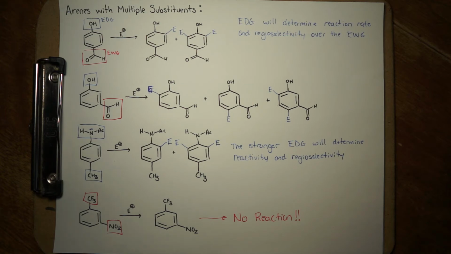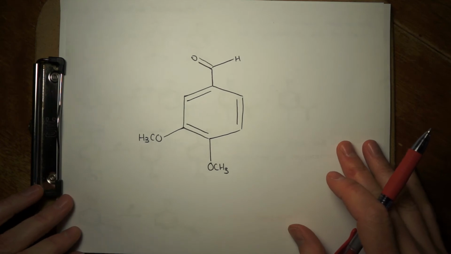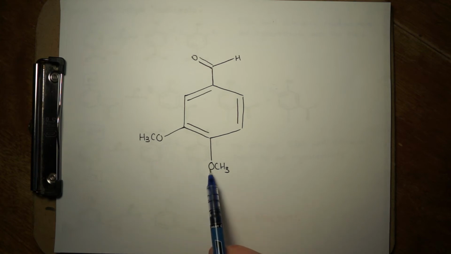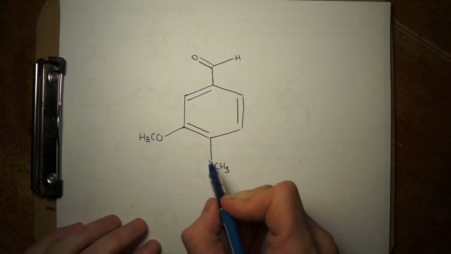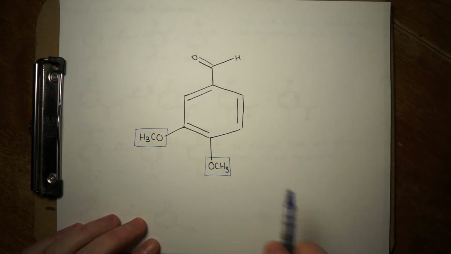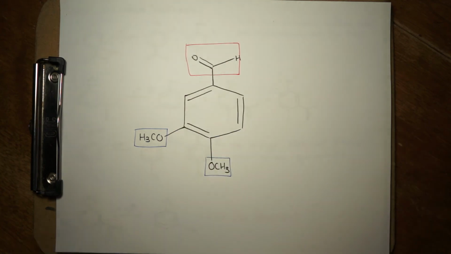Finally, I want to take a look at a system that has more than just two substituents on a benzene ring, and really try to take a close look at where substitution will take place. So as you can see on this molecule, we have two electron donating groups, so these are both methoxy groups, and then we have an electron withdrawing group. So let me highlight these electron donating groups in blue and electron withdrawing group in red.